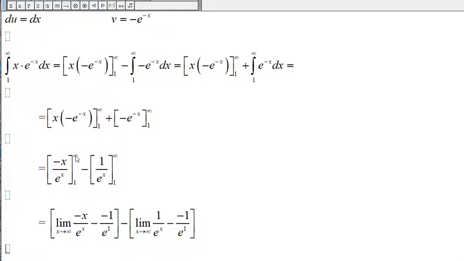And so first, we'll let x approach infinity. And so we get the limit as x approaches infinity of negative x divided by e to the x. And then the lower limit of integration is 1. So in the place of x, we have 1 and then 1. And then similarly over here, we get the limit of 1 over e to the x as x approaches infinity. And then when x is 1, we get 1 over e to the 1.